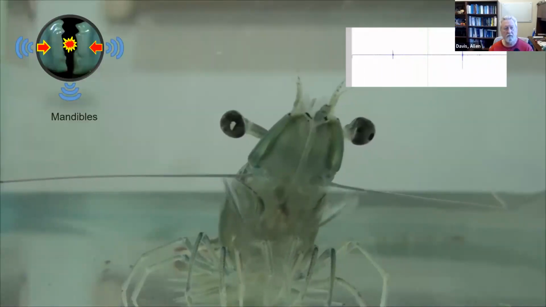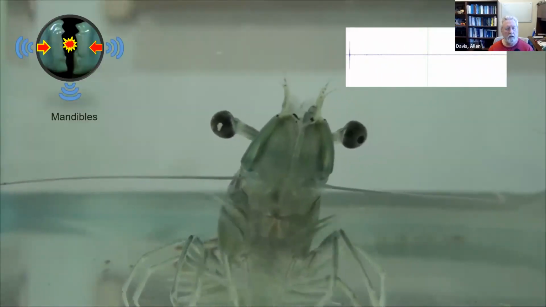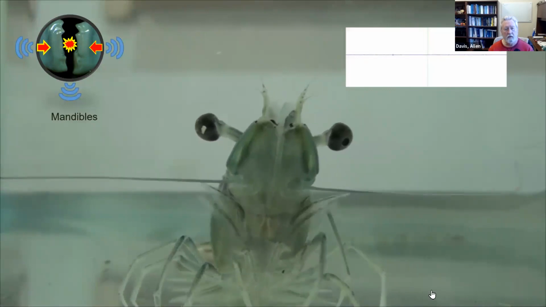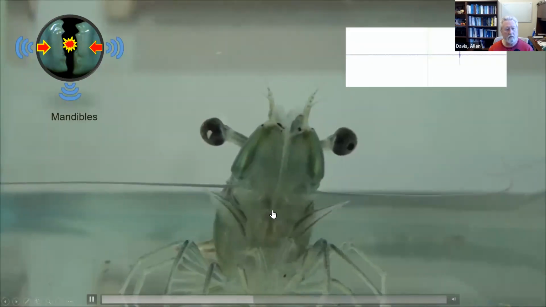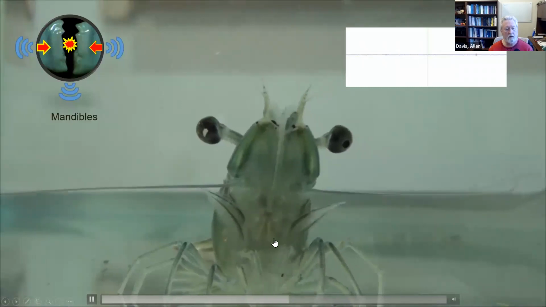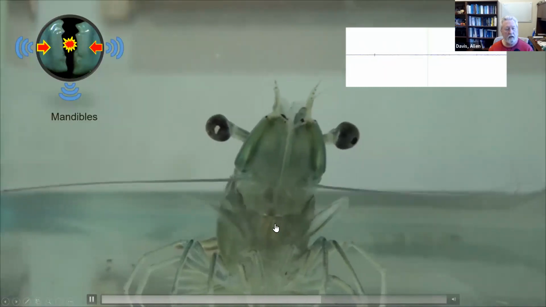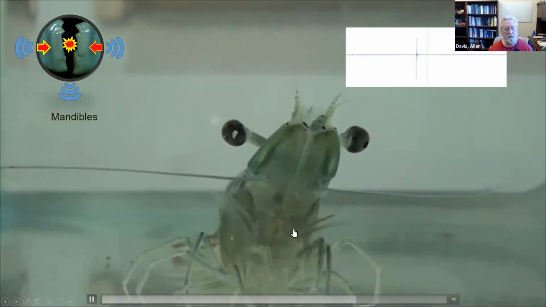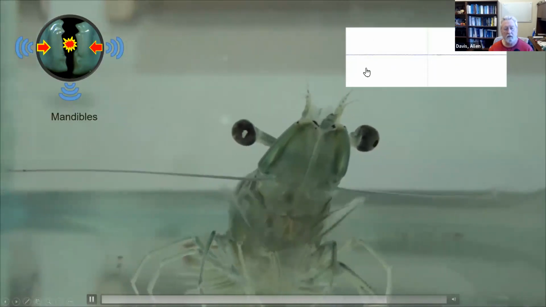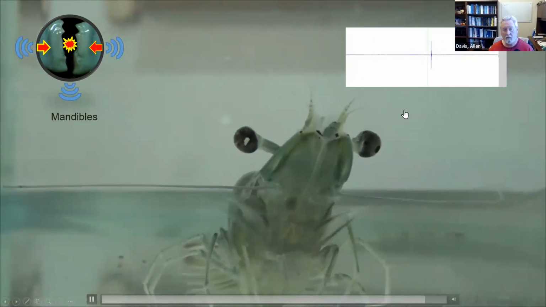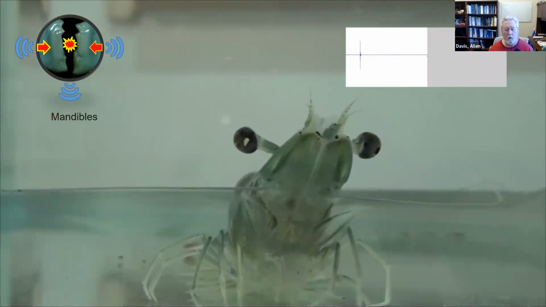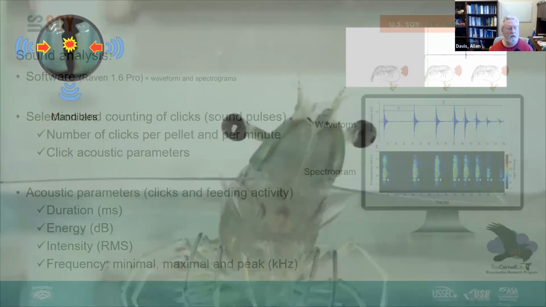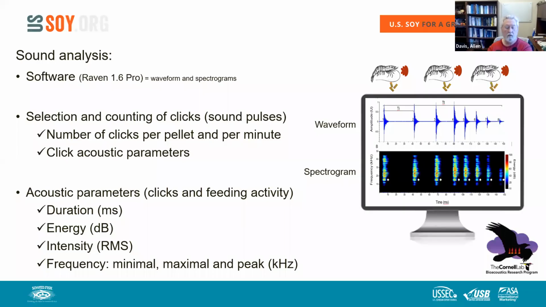If we look at the Pacific white shrimp, this is a recorded, synchronized clip, and you can see right here, as the animal chews, its mandibles come together and produce this click that you see and hopefully can hear if I'm not talking. So as the animal chews, it makes this little click, and that click can be recorded in the laboratory.